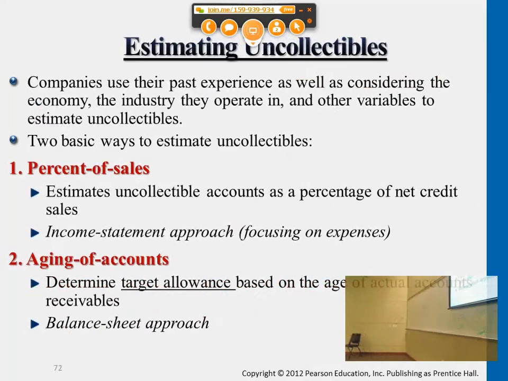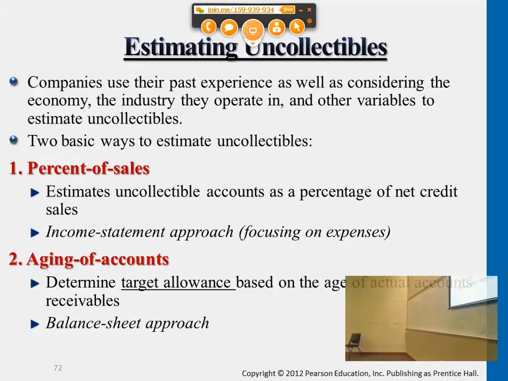Okay, let's take a look at the two specific methods. We'll be talking about percent of sales first. So there are two ways to estimate uncollectibles. One is very straightforward, which bases the percentage on the total dollar amount of sales that we make to customers. And here, when we refer to sales, we're only referring to sales on credit, not cash sales, because cash sales are readily collected immediately when that transaction happens.